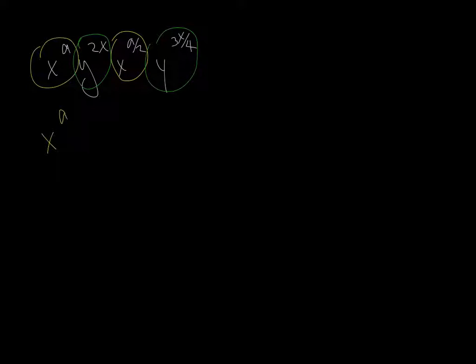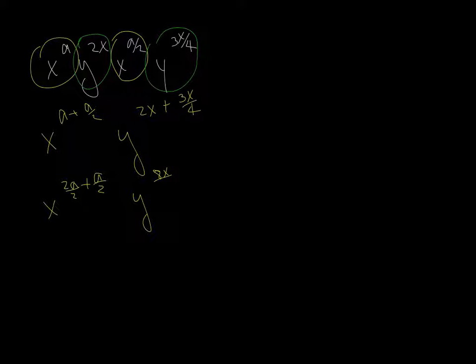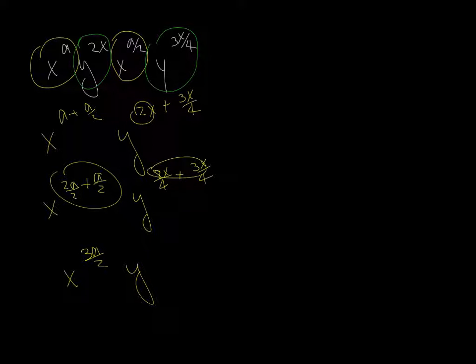X times x is x to the a plus a over 2. Y is going to be the 2x plus 3x over 4. Okay, so we have to add exponents with like bases. So we're going to make this 2a over 2 plus a over 2, common denominators. And this we're going to make 8x over 4, which is 2x, plus 3x over 4. So we have common denominators. So we have x to the 3a over 2. Add those. Y to the 11x over 4. Okay, and at that point we're done.